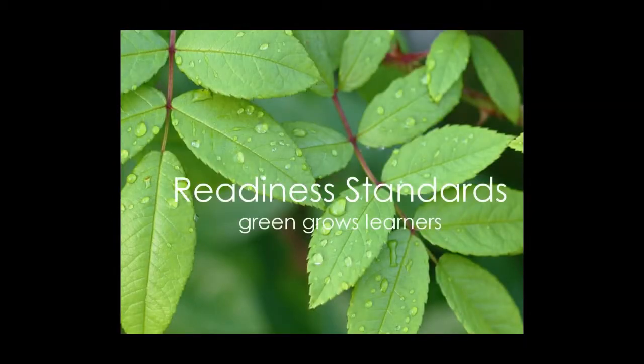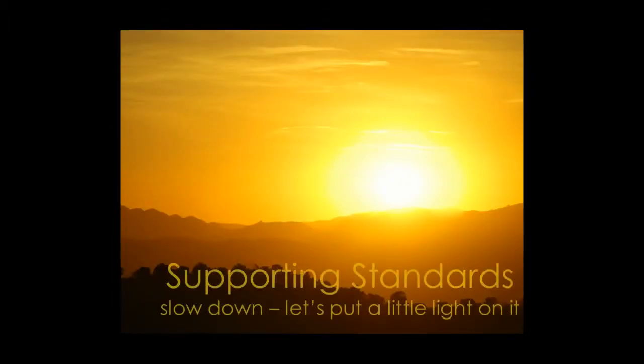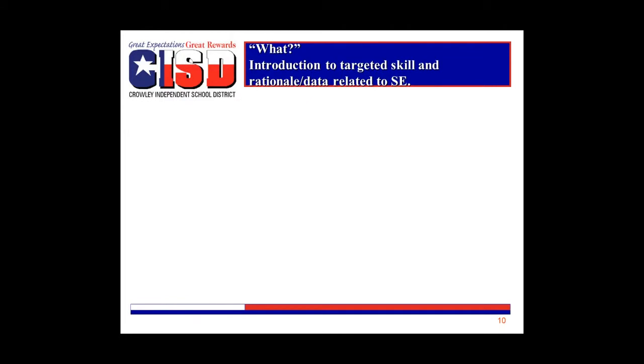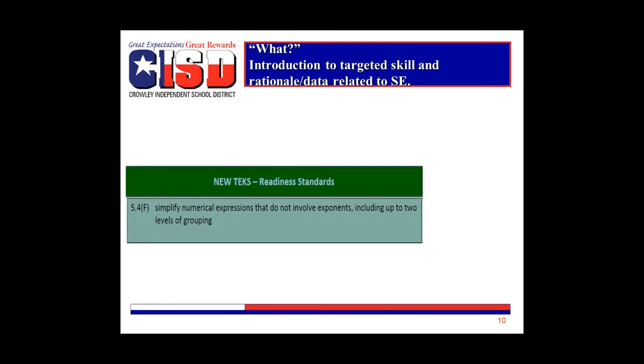The green readiness standards grow learners. For the yellow readiness standards, slow down and help the students get there. Now that you have completed the content builder as part of the PLC process, the what, we will discuss our targeted standard. For the second 6 weeks in 5th grade math, we will target TEK 5.4F.